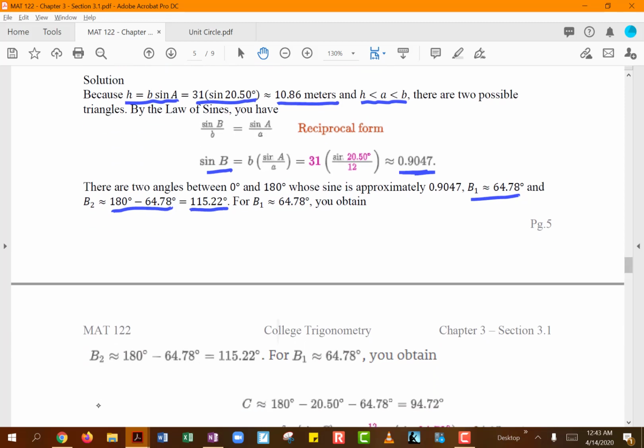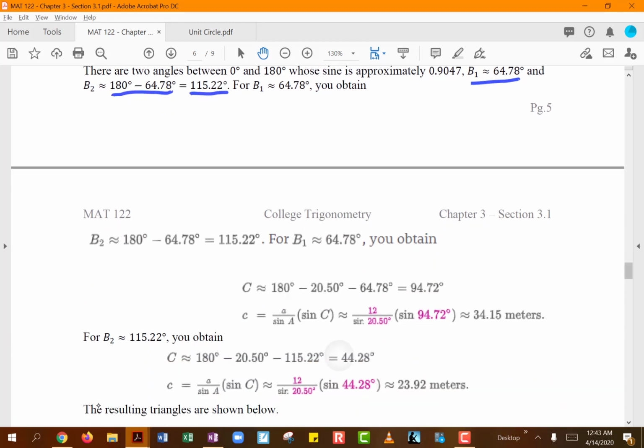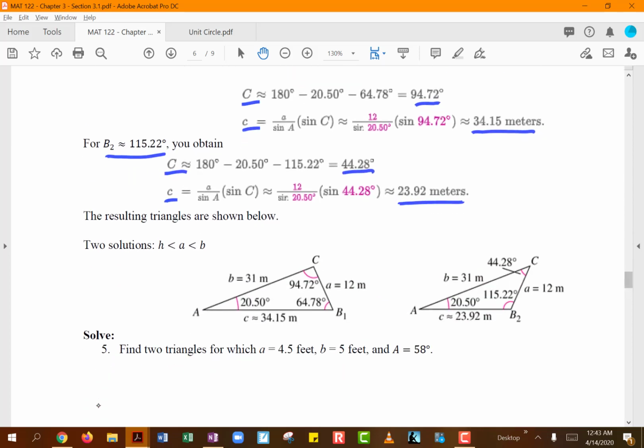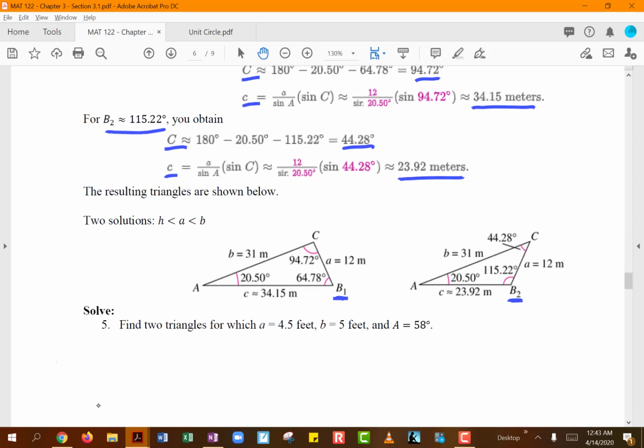So you can come up with two angles, and then based on each of these angles, you can come up with two different calculations for your angle C and your side C. So based on which angle measurement you are using, you can come up with two different values. That gives you two different triangles. You can see this is coming from our B1 angle and this is coming from our B2 angle, and how those two different triangles end up looking.